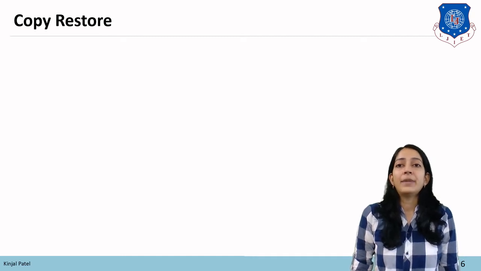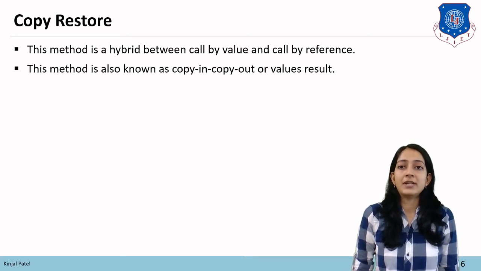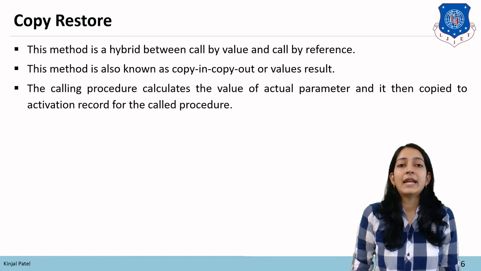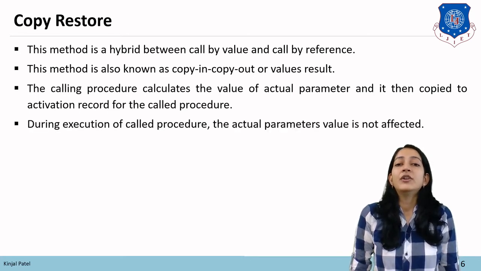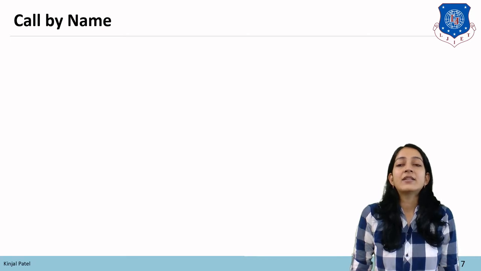Third technique is copy restore. This method is a hybrid version of call by value and call by reference. It is also known as copy in, copy out, or value result. The calling procedure calculates the value of the actual parameter and then copies it to the activation record for the called procedure. During the execution of the called procedure, the actual parameter's value will not get affected. If the actual parameter has an L value, then on return the value of the formal parameter is copied to the actual parameter. And last technique is call by name.